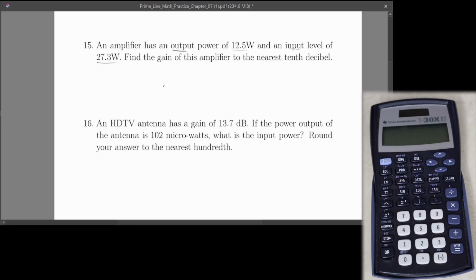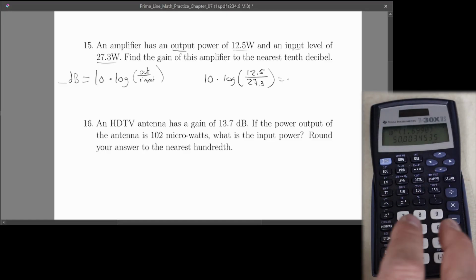On problem number 15, we have an output and an input. It's in watts, and so we are going to use the equation 10 times the log of the output over the input, and that equals our value in decibels. So in this case, we can plug in our values. We've got 10 log, our output is 12.5 watts over our input of 27.3 watts. So we realize what we get out is less than what we put in, so our decibel should be a negative value when we get done with it.